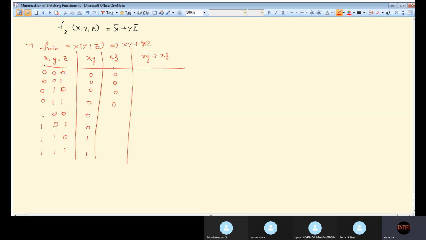X into Z I am doing: 0, and here 1, 0 and 1. Okay. XY + XZ will be equal to what? 0, 0, 0, 0, 0. Adding the two, 1, 1, 1. So these are your min terms: M0, M1, M2, M3, M4, M5, M7.